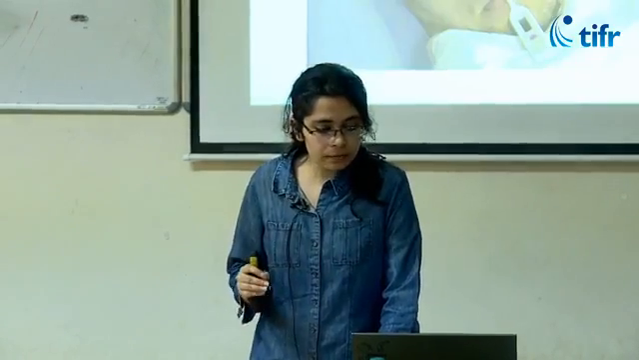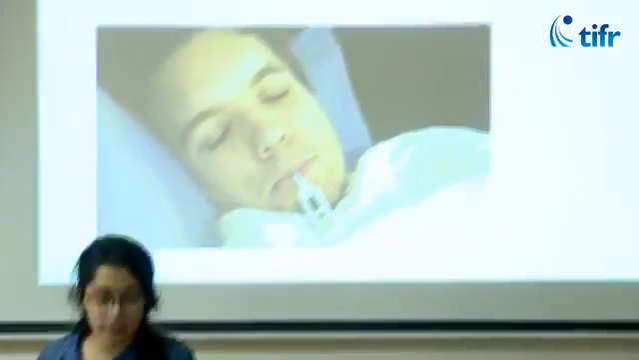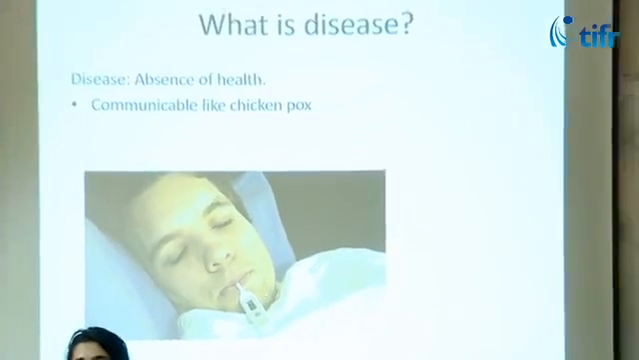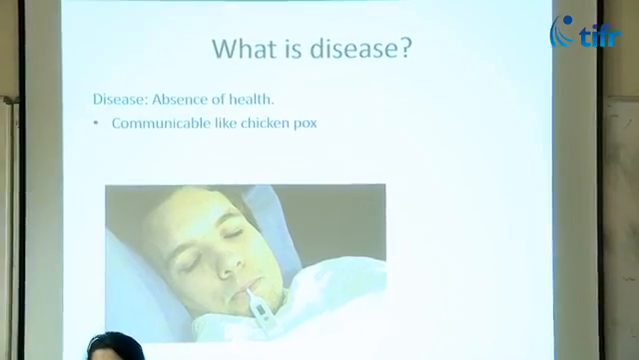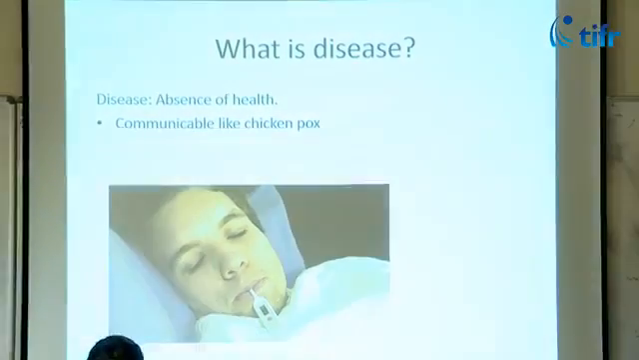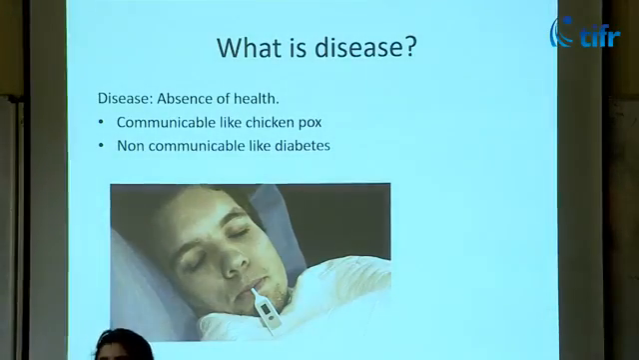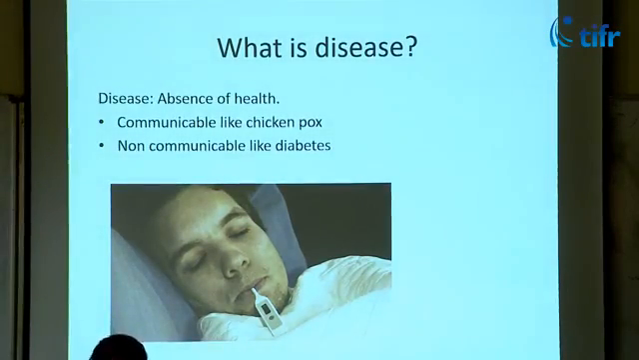Something that puts you at unease. Good. So basically WHO, World Health Organization, has defined health as a state of physical, mental and social well-being. And disease is any condition in which this well-being is perturbed. So this well-being is negatively impacted. So this is disease, which is absence of health. So then disease can be of two types. It can either be communicable, like chicken pox, like it can go from one person to another by touch, or it can be non-communicable, like diabetes, which cannot travel from one person to another.